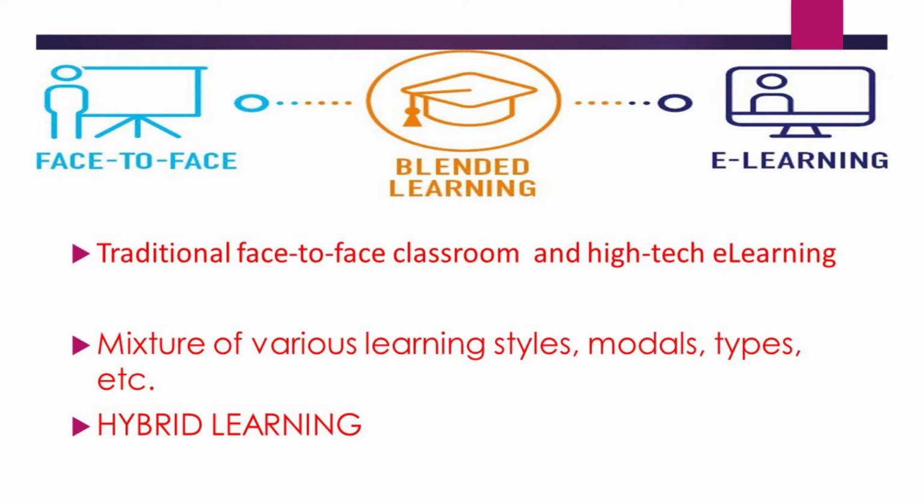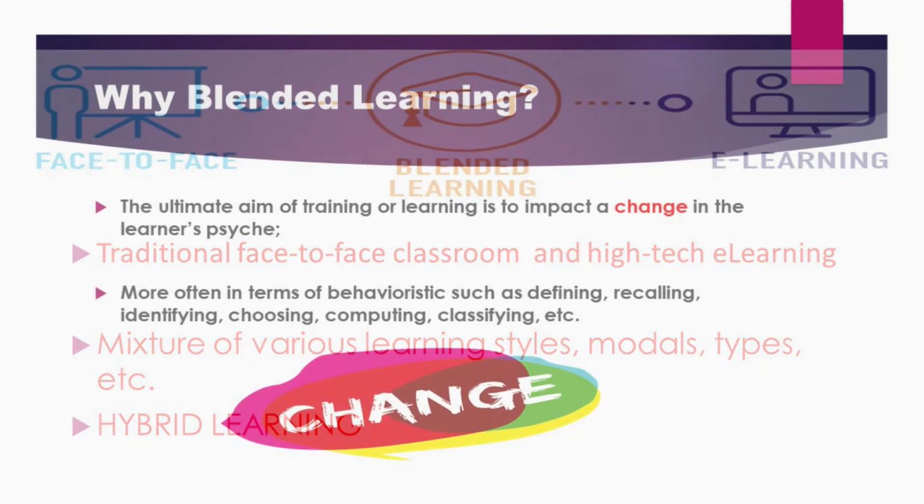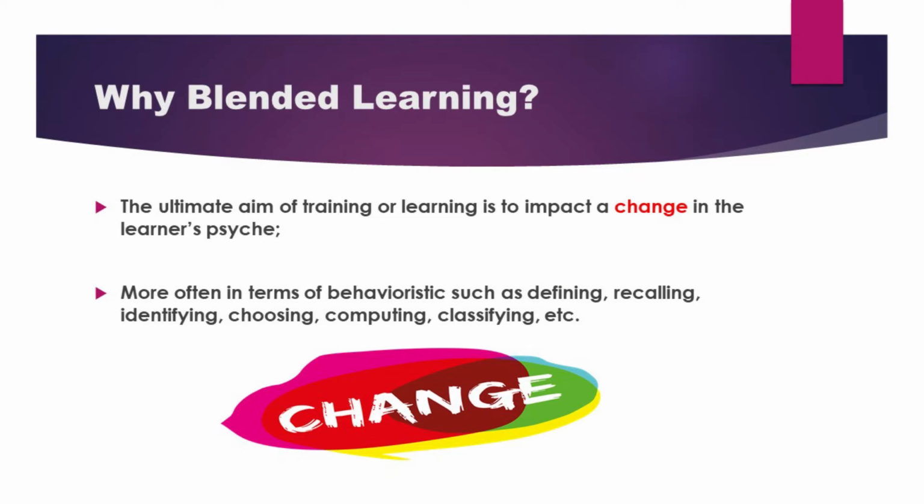So why we need just blended learning? Aduna blended learning se kari gi darkar way ase yeng se ko the ultimate aim of training or learning is learning ni tra no as training to is a learning never. I'm also learning right now, training pe is learning never ko. And this will impact a change in the learner's psyche. I could change and so like anidana. Agi behavioristic like defining, recalling, identifying, choosing, computing, classification.